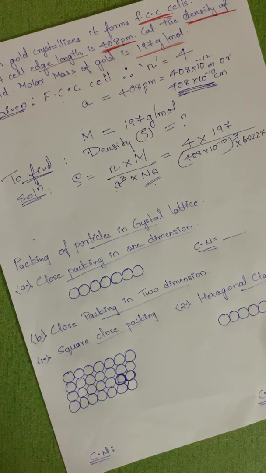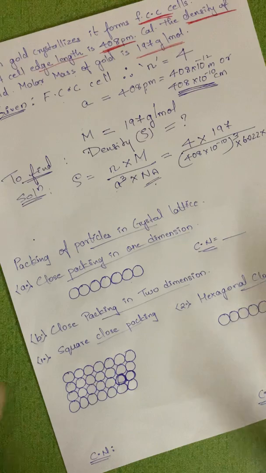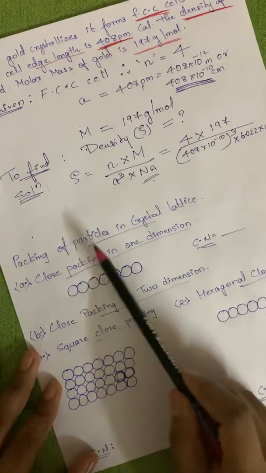How is the packing possible? You know that in solids the packing is such that hardly any spaces are left in the crystal. But we can say that in some cases the crystal is soft, in some cases the crystal is hard. So what is the reason behind that, we will be learning here. So, packing of particles in crystal lattice.